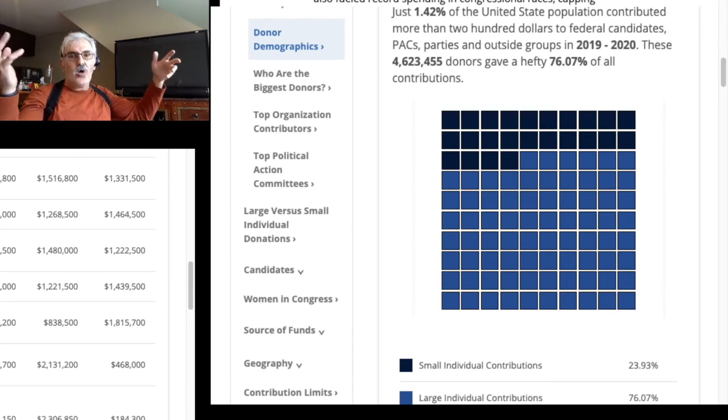Okay, these large donors that give a lot of money. Here are their demographics. They are usually less than 1%. They are usually overwhelmingly males. They are usually white. They are usually older than 45. And they usually make more than $100,000 every year. These are the so-called individual donors, which give 60% of all contributions.